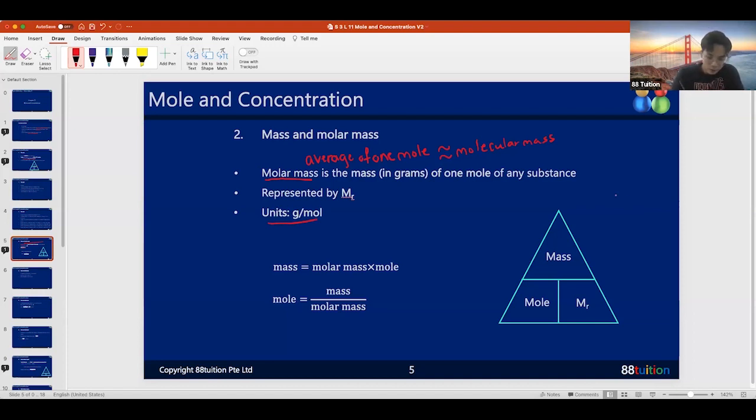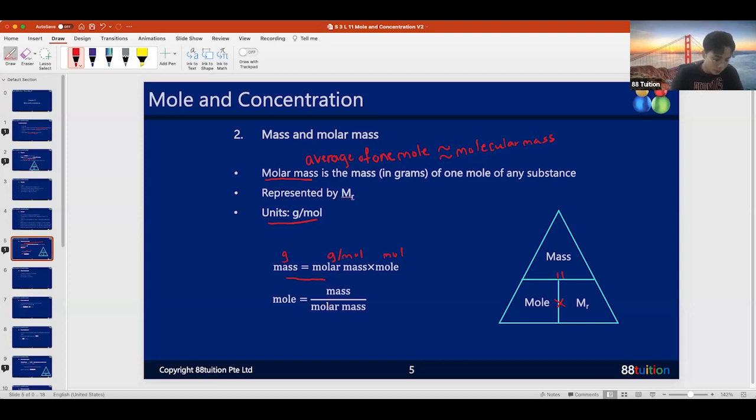So when identifying the relationship between mass, molar mass, and mole, we can think of it as a triangle. Mole times Mr is equal to mass, which is over here as well. Mass equals molar mass times mole. We can look at it in terms of the units as well. Molar mass is grams per mole, mole is of course mole, and mass is grams. So the units check out.